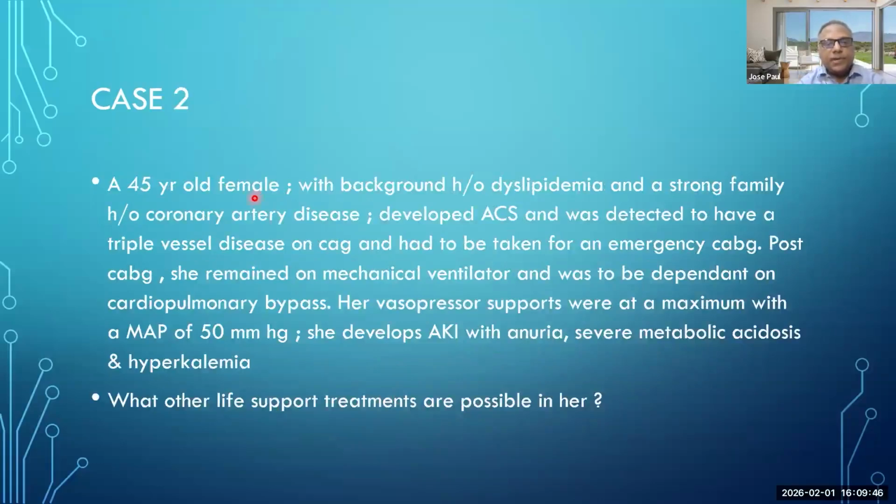This is a 45-year-old female with a background history of dyslipidemia and a strong family history of coronary artery disease. She developed acute coronary syndrome and was detected to have triple vessel disease on coronary angiogram, and had to be taken for an emergency bypass because of the complexity of the vascular lesions. Post bypass, she remained on a mechanical ventilator and was dependent on cardiopulmonary bypass. Her vasopressor support was at a maximum with a mean arterial pressure of 50, and she developed acute kidney injury, anuric, with severe metabolic acidosis and hyperkalemia. Again, what other life support treatments are possible in her? Again, we'll discuss all these answers at a later stage.